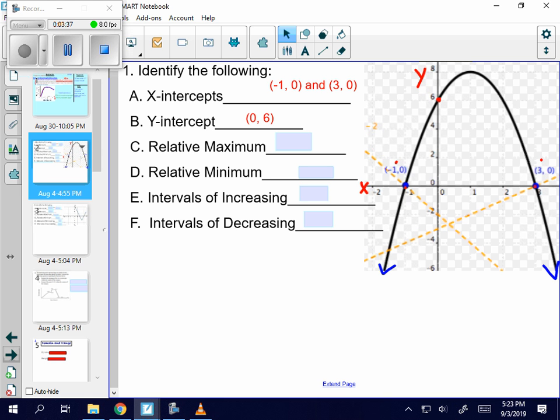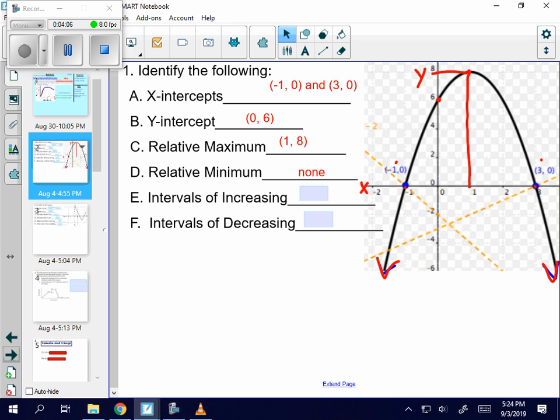The relative maximum. So the maximum of this graph. Sometimes graphs have more than one maximum. This one only has one. It happens right there. How would you read that ordered pair? It looks like it's at 1, 8. Relative minimum, this one doesn't have one because it keeps going forever in this direction. There is no minimum, so none.